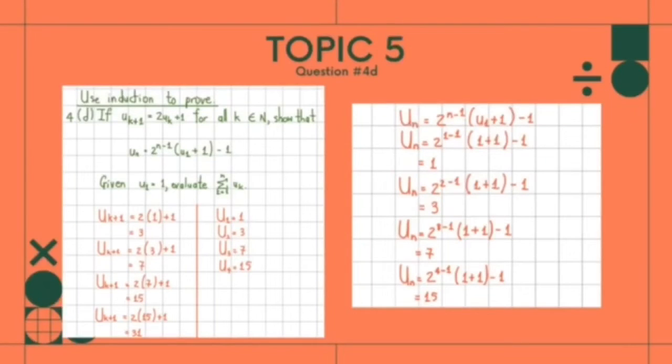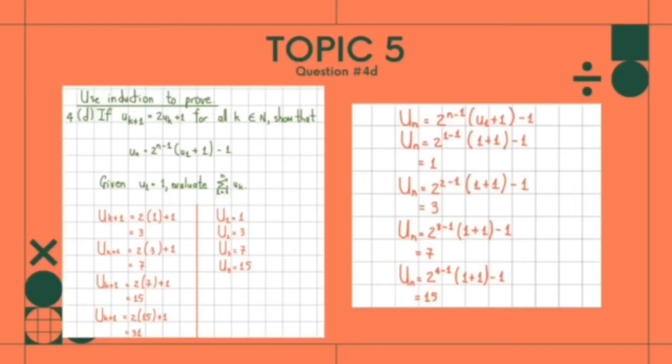This is from topic 5, question 4D. So in order for us to solve this question, we need to substitute number 1 into the equation u(k+1) = 2u_k + 1. So we substitute 1 into the equation and we will get the answer 3. Then we substitute 3 in the same equation and we will get 7. And then we substitute 7 in the same equation, we get 15. And we put 15 in the next equation, we will get 31. Same goes to the next equation.